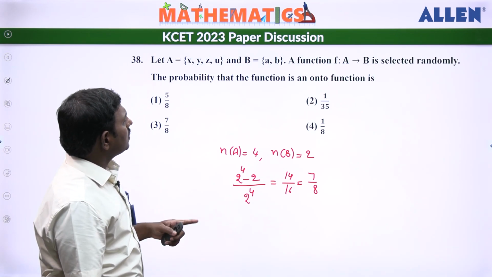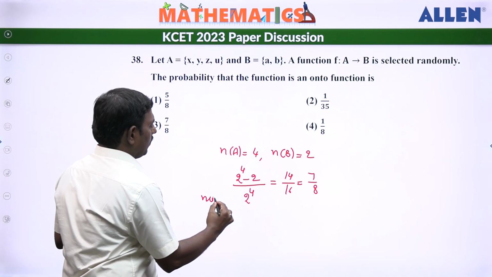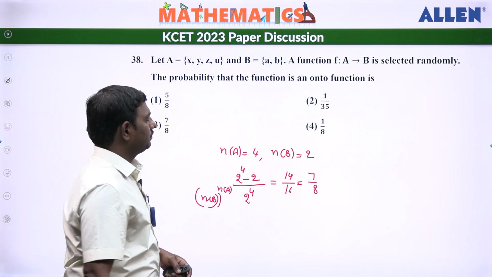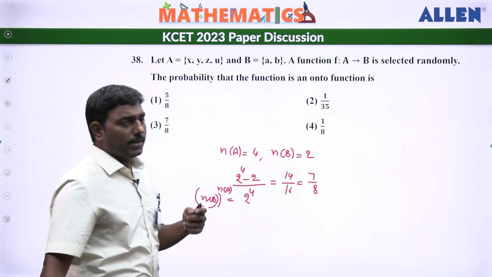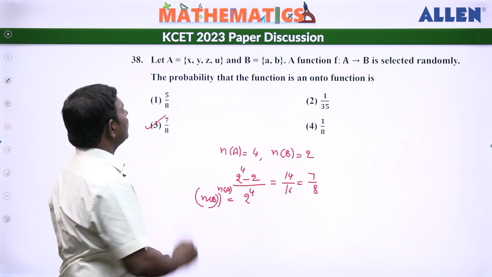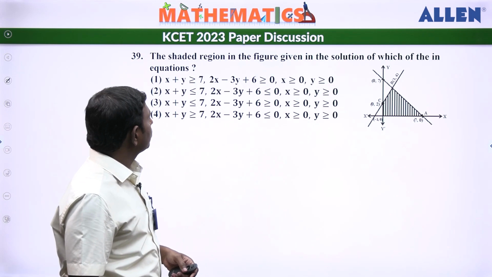So the total number of functions from A to B is equal to n of B power n of A. So that's why the denominator is 2 to the power of 4. So that's option number 3. Next I am moving to question number 39.